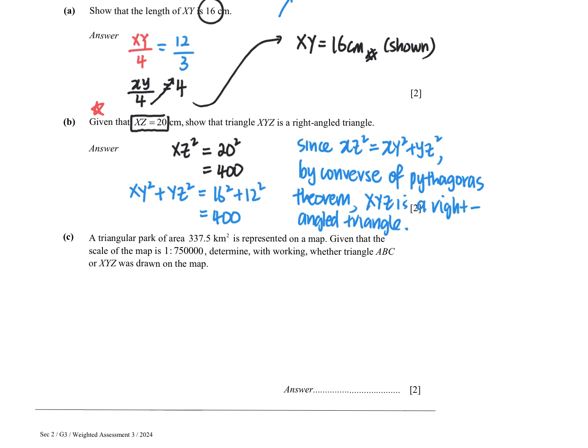I have a triangular park. This is the area of the triangle park on the map. So this is the scale. So when they give you this, whenever they give you this, it is always map compared with the actual thing. So it's like the small model versus the real map.